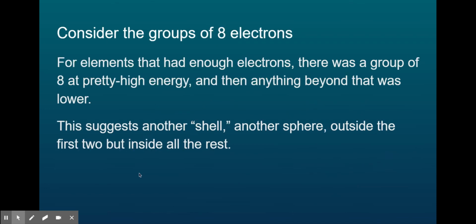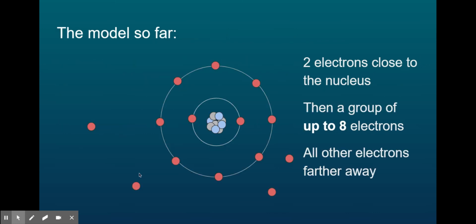So consider the groups of 8 electrons. For elements that had enough electrons, there was a group of 8 at pretty high energy, and then anything beyond that was lower. This suggests another shell or another sphere outside the first 2, but inside all the rest. So the model so far, here we have 2 electrons close to the nucleus. Those are the ones that take the most energy to remove. And then we have a group of up to 8 electrons, and all of the rest of the electrons are farther away.